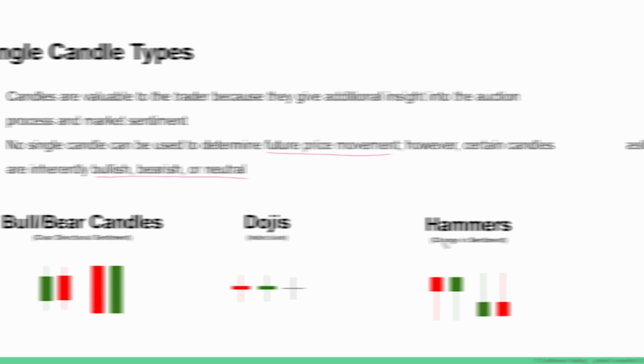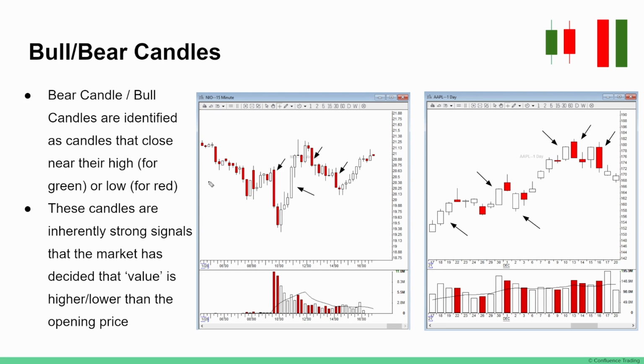The first candle type that we'll talk about are bear bull candles. These are candles that close very near their high for green or up candles, or very near their low for down or red candles. Personally, I actually color my chart red for down candles and then white for up candles, but regardless of the color, you can see that this is a very strong move here on this 15-minute chart of NEO.